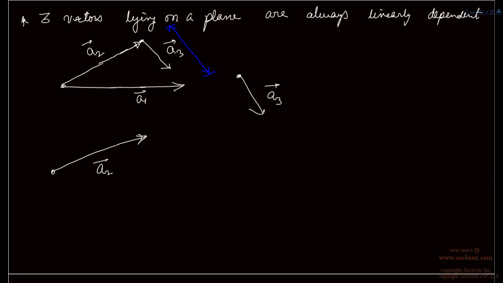There must exist some multiple k such that this must be ka3, right? So we have a1 equal to a2 plus ka3, right? So from the figure you can see that. So we have a1 minus a2 minus ka3 equal to 0. So the linear combination of a1, a2 and a3 is 0 for some values of k1, k2 and k3, right? So these are linearly dependent vectors. So vectors lying on a plane are linearly dependent. Okay.